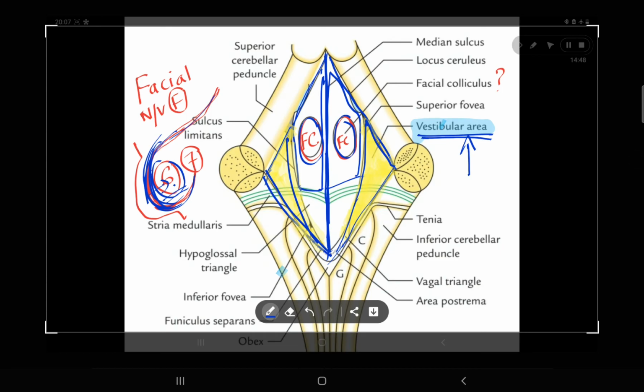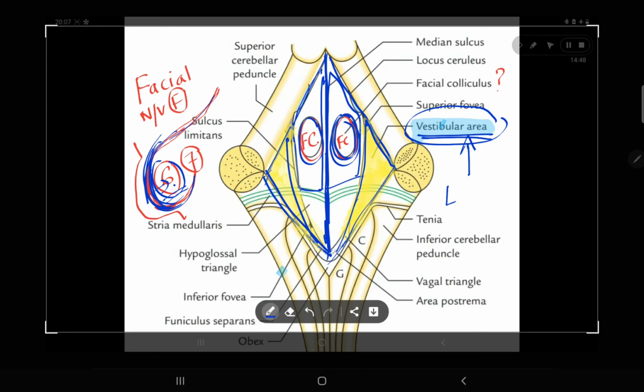In various kinds of brainstem lesion, if this is a lateral brainstem lesion, which part of the fourth ventricle is compromised? The vestibular area is compromised. And if it is a medial brainstem lesion, which part of the fourth ventricle is compromised? The facial colliculus will be compromised.